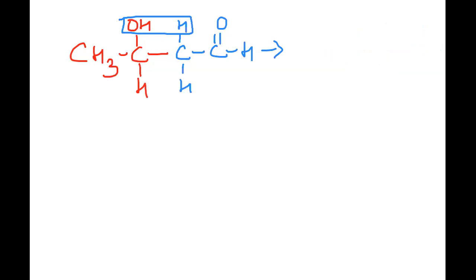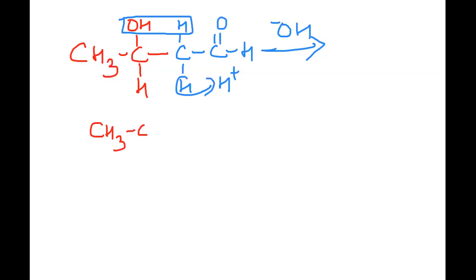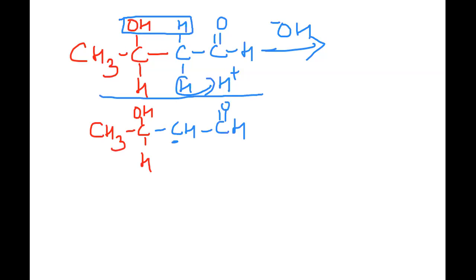Now this, in the presence of a base, is again going to lose an H, let us say this hydrogen is lost as an H plus. So the resulting nucleophile that I now have is made up of CH3, COH, then it has an H, and then it has a CH with a negative charge here, and C double bond O and an H. So it is this nucleophile which is now ready to attack a second substrate aldehyde molecule.